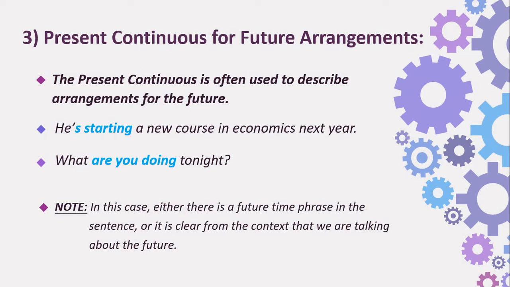So in this case, either there is a future time phrase in the sentence, or it is clear from the context that we are talking about the future. For instance, if you see both sentences that we have seen as an example, they have a future time phrase. The first sentence has next year, and the second sentence has the time phrase tonight.